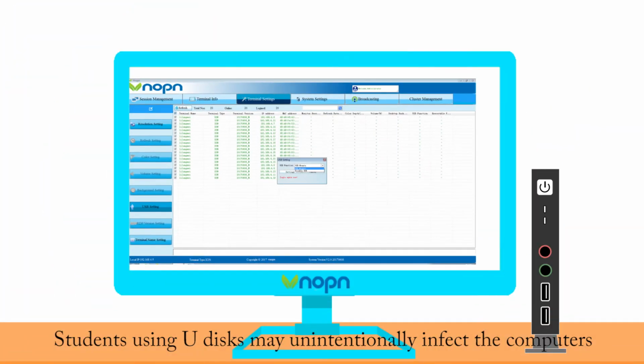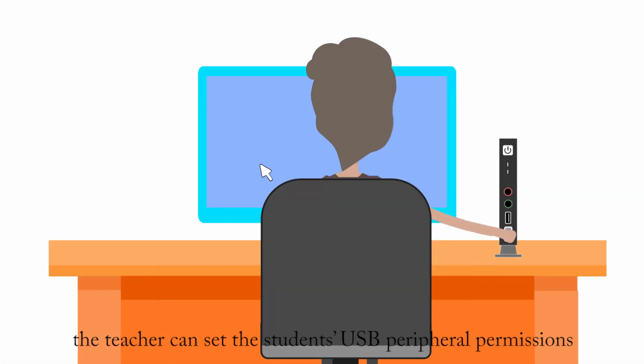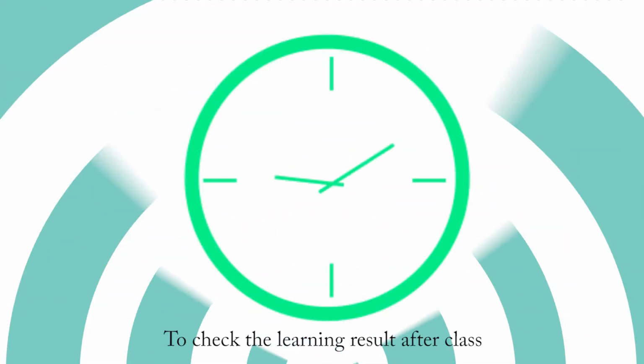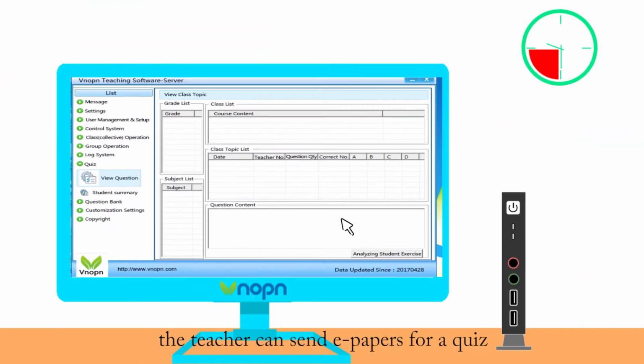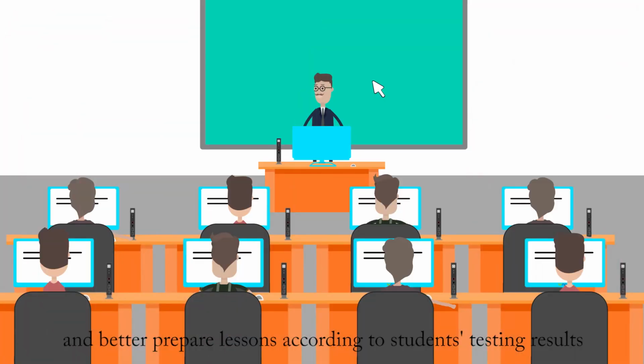Students using UDisk may unintentionally infect the computers. To avoid this problem, the teacher can set the students' USB peripheral permissions. To check the learning result after class, the teacher can send e-papers for a quiz and better prepare lessons according to students' testing results.